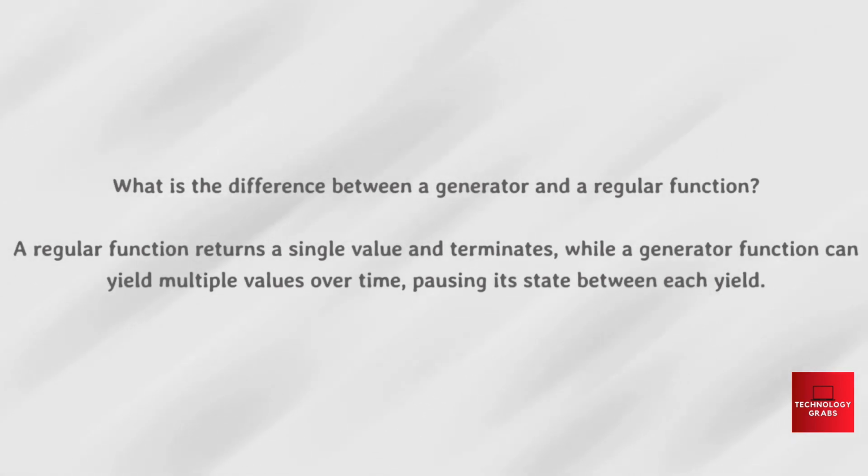What is the difference between a generator and a regular function? A regular function returns a single value and terminates, while a generator function can yield multiple values over time, pausing its state between each yield.